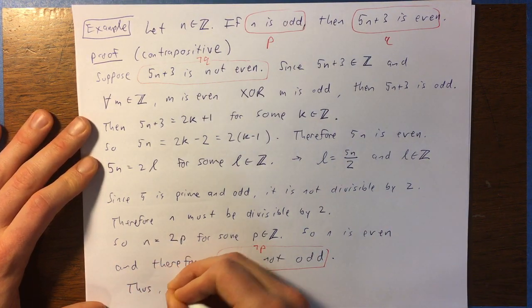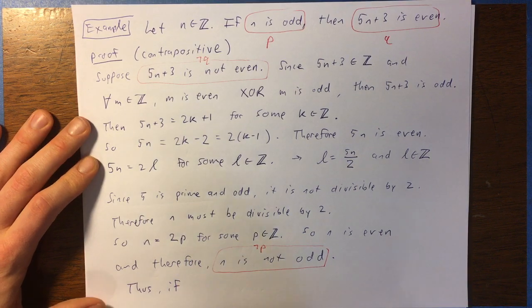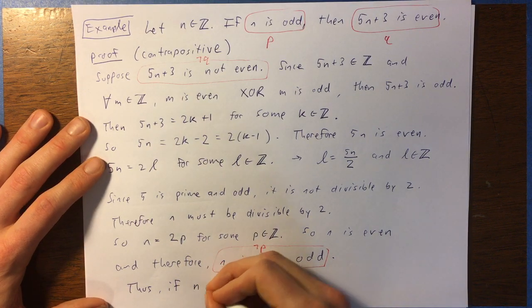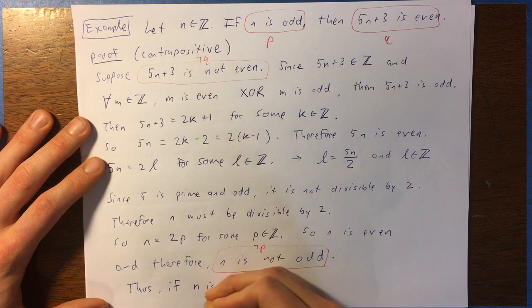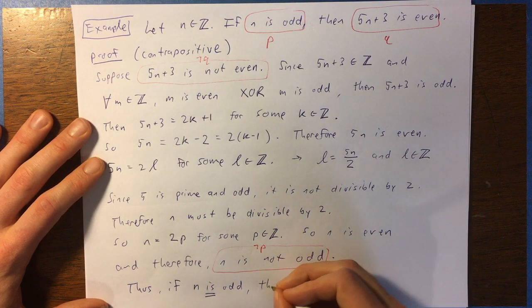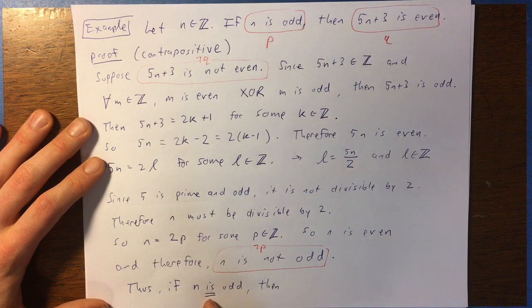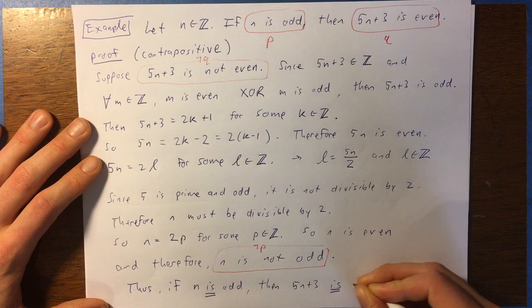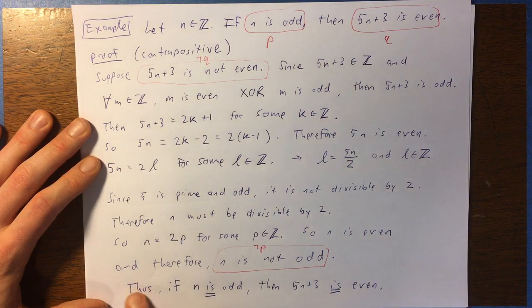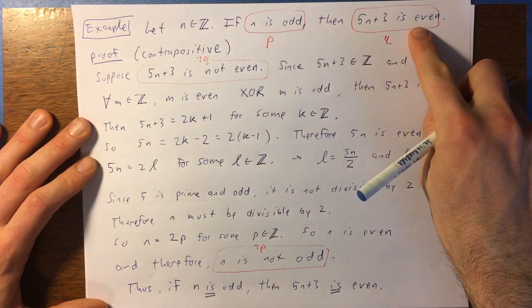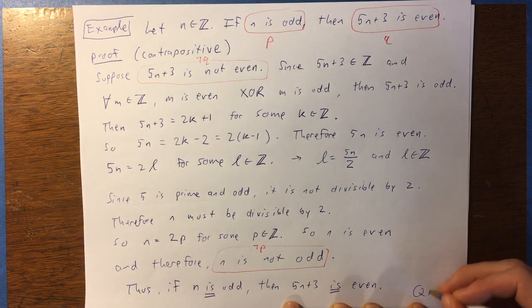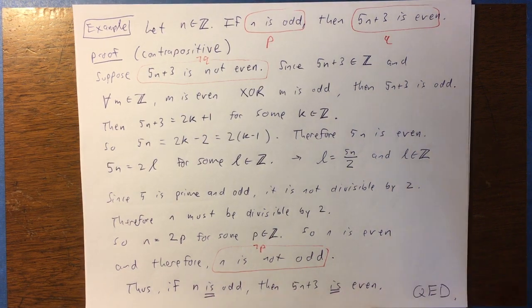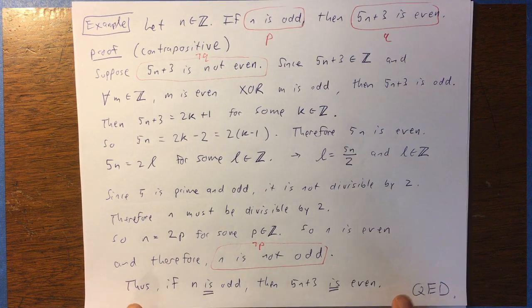So I'm going to finish this off by saying, thus, if n is odd, then 5n plus 3 is even. That's rephrasing the original p implies q, just as a way to sum up the proof and remind the reader that this is the thing we were really trying to prove, and now we've done it.